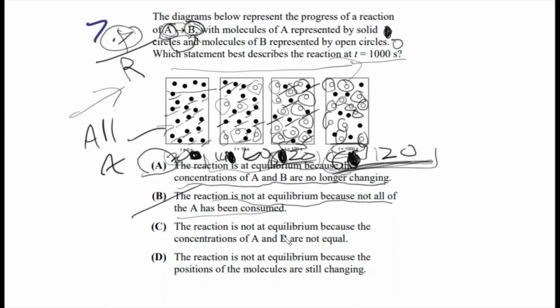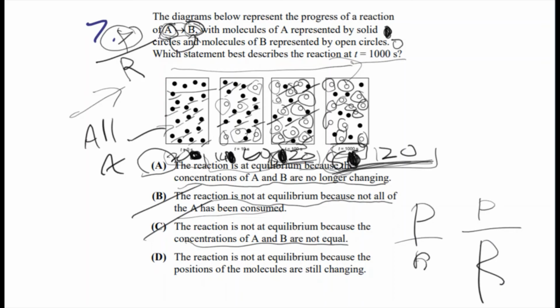C. The reaction is not at equilibrium because the concentrations of A and B are not equal. Well, that's not what equilibrium means, so C is out. Because there could be more products than reactants, or maybe there could be more reactants than products. We never know what the equilibrium is between the two unless we are given a constant.